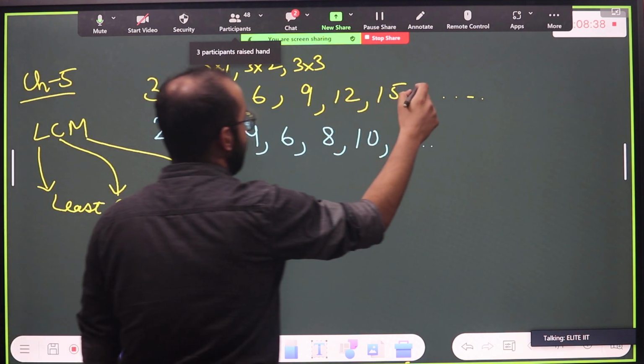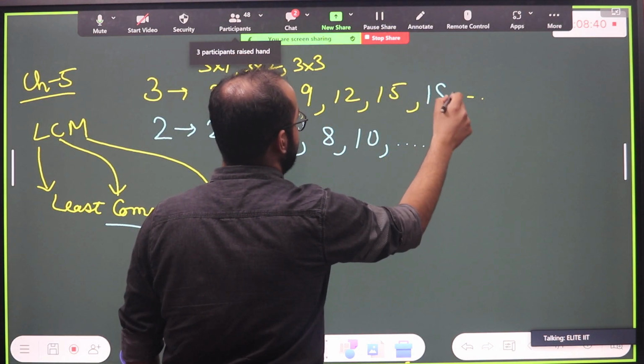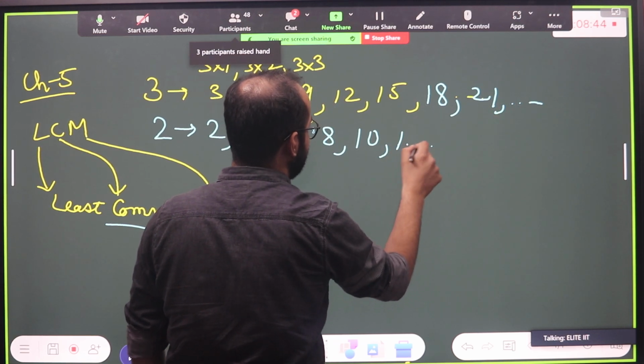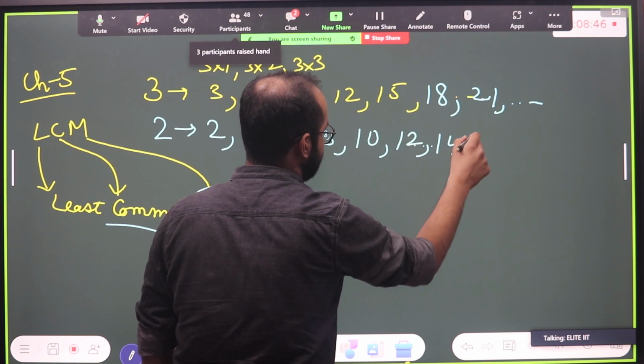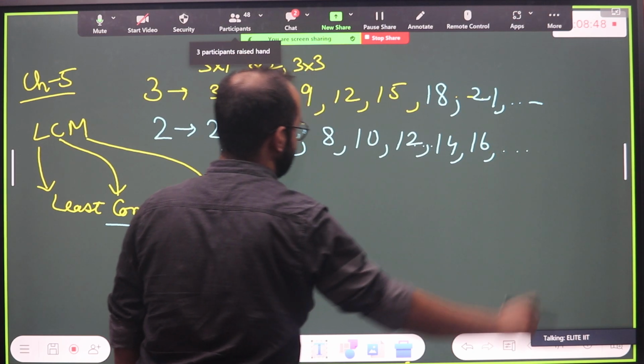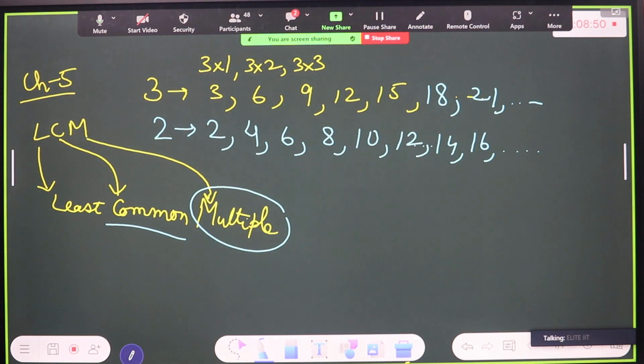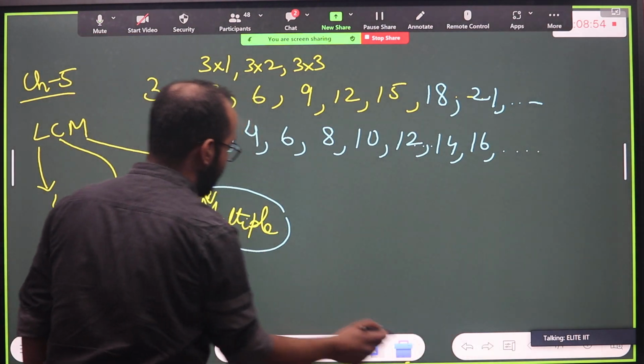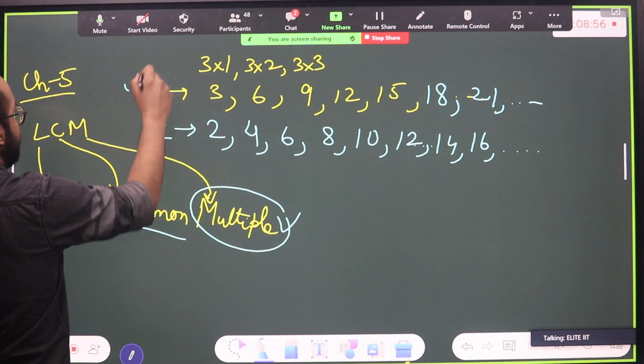Let me write more. Here 15, 18, 21 and so on. Here after 10 we'll get 12, 14, and so on. So now we have written all the multiples for 3 and 2.